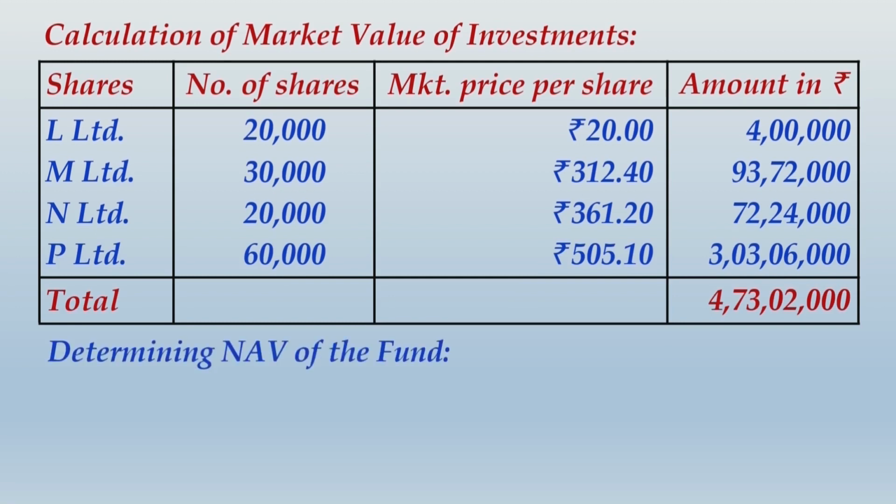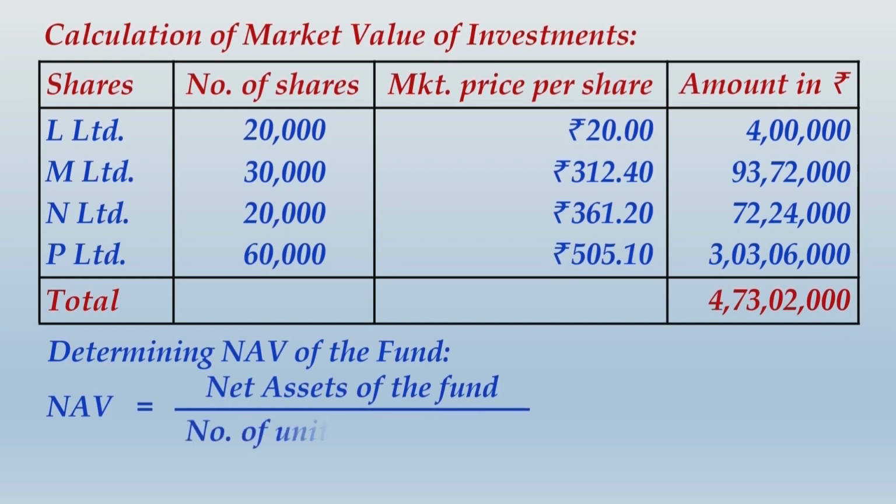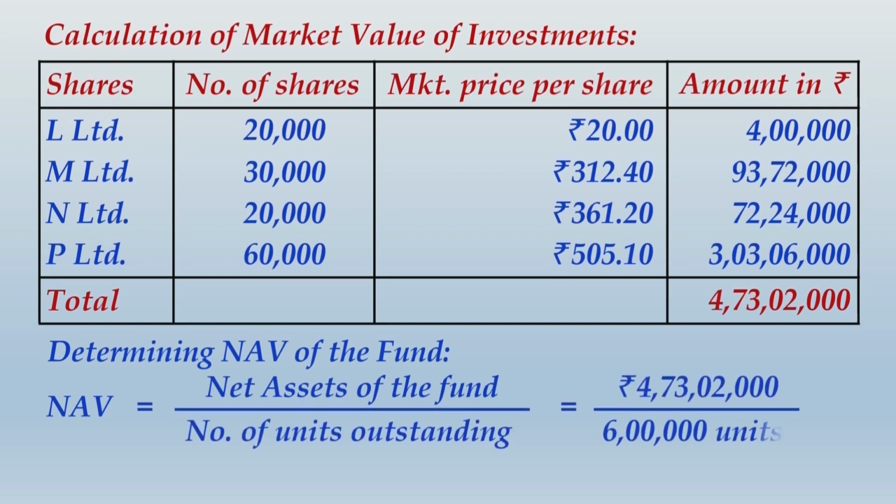So NAV of the fund will be the total net assets amount, that is 4,73,02,000 divided by the total number of units outstanding. So that is 4,73,02,000 divided by 6 lakh units, that comes to rupees 78.84 approximately. So basically don't forget, this is the position before that investor has deposited a check with this mutual fund. So this is the position before depositing that check.